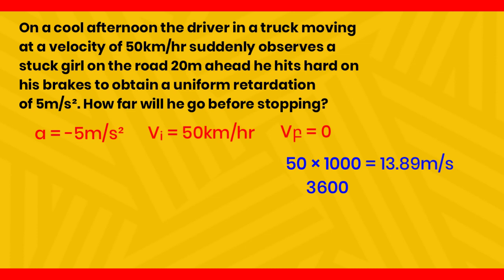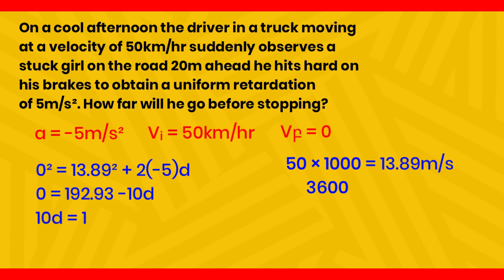Now we can input the values, and the answer is 19.29 meter, which means the truck did not hit the girl. It stopped close to her. Let's check out another example.